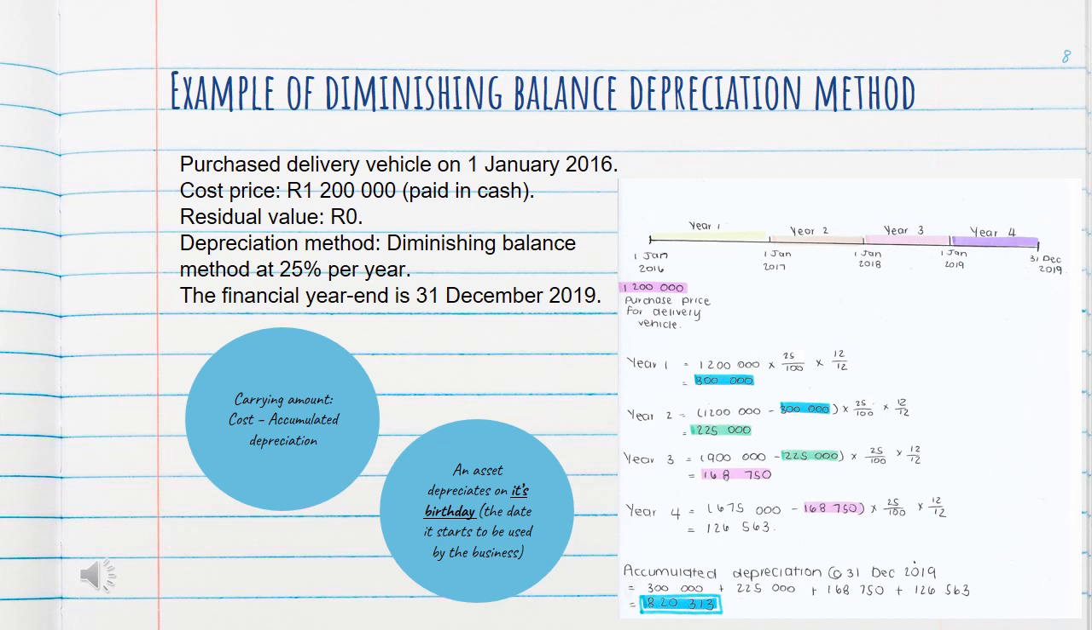And then at the end of this question, I just worked out accumulated depreciation as of the 31st of December 2019, which in this question was our year end.